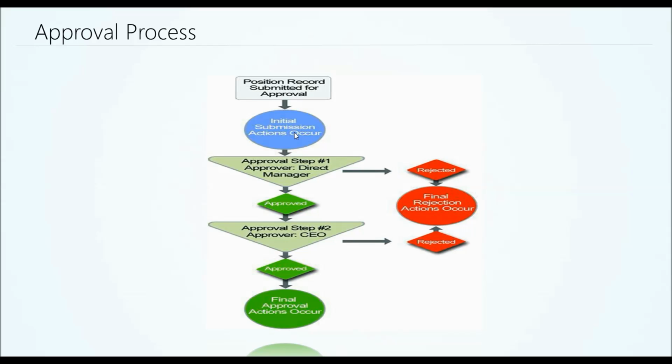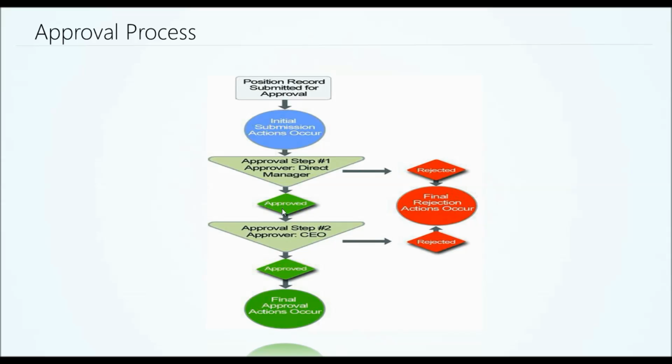Usually this may be a record lock, and after that it comes to the approval of the manager of this employee, who can approve or reject. If he is approving, then it will go to the next step, and if he is rejecting, it will go to the final rejection action.